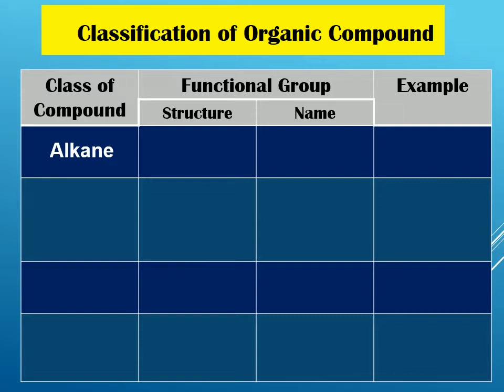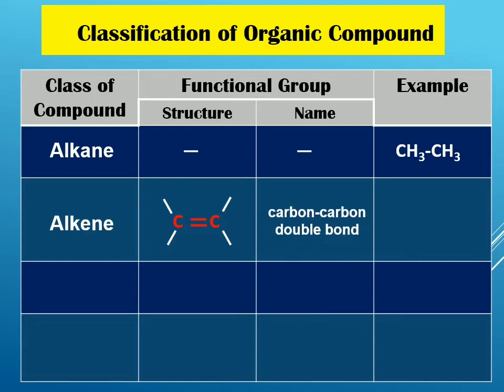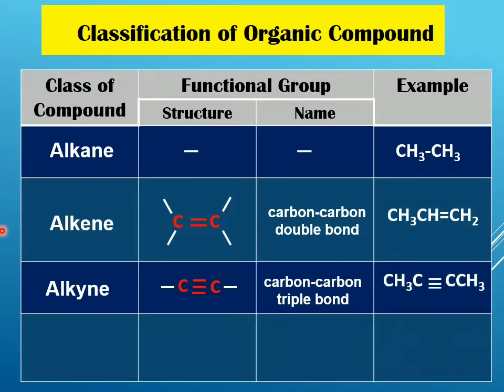For alkane, the compound is mainly made from carbon and hydrogen atoms. So alkane is also known as hydrocarbon. There is no functional group for alkane. An alkene compound has a structure made of a carbon-carbon double bond, so the functional group is the carbon-carbon double bond. For example, propene. An alkyne has a triple bond between the carbons. The functional group name is carbon-carbon triple bond.